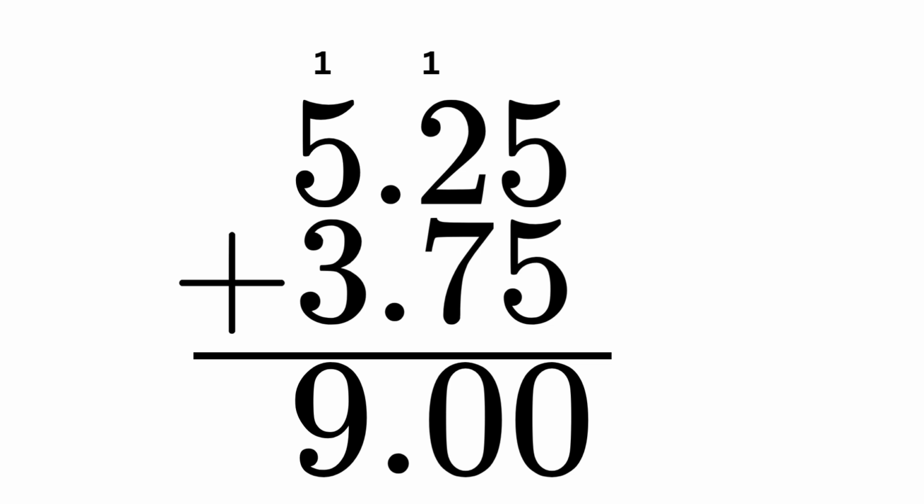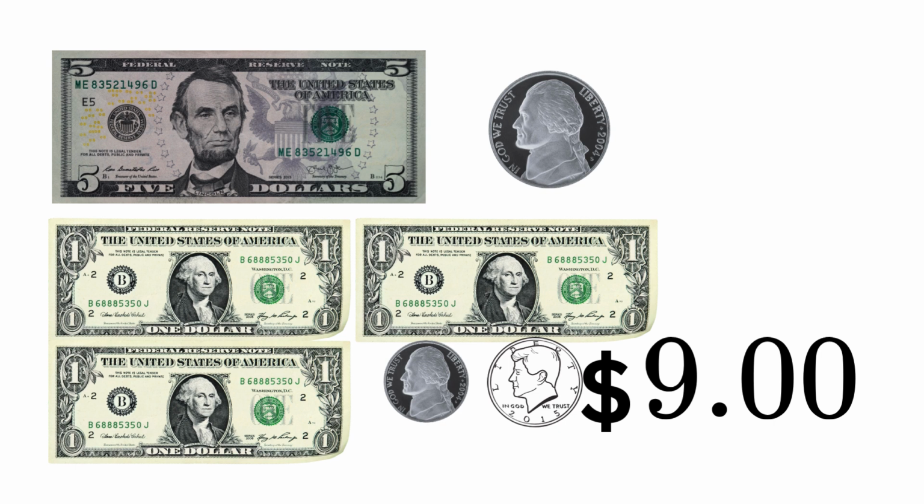5 plus 5 equals 10, write down the 0 and carry over the 1. 7 plus 2 plus 1 equals 10, write down the 0 and carry over the 1. 5 plus 3 plus 1 equals 9. Your total is $9.00. Decimals are used in money calculations, like adding up your expenses or savings.